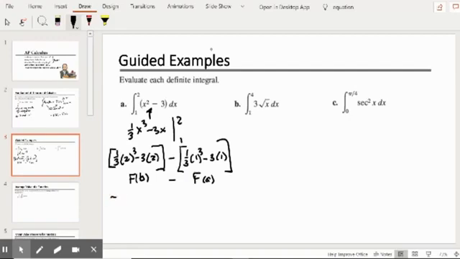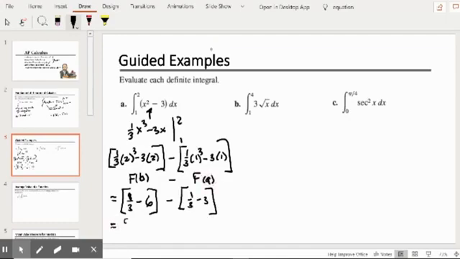Now we can simplify this expression. 2 cubed is 8, so we have 8/3 minus 6. That's still our f of b. And then 1 cubed is 1, so we have 1/3 minus 3. This is our f of a.